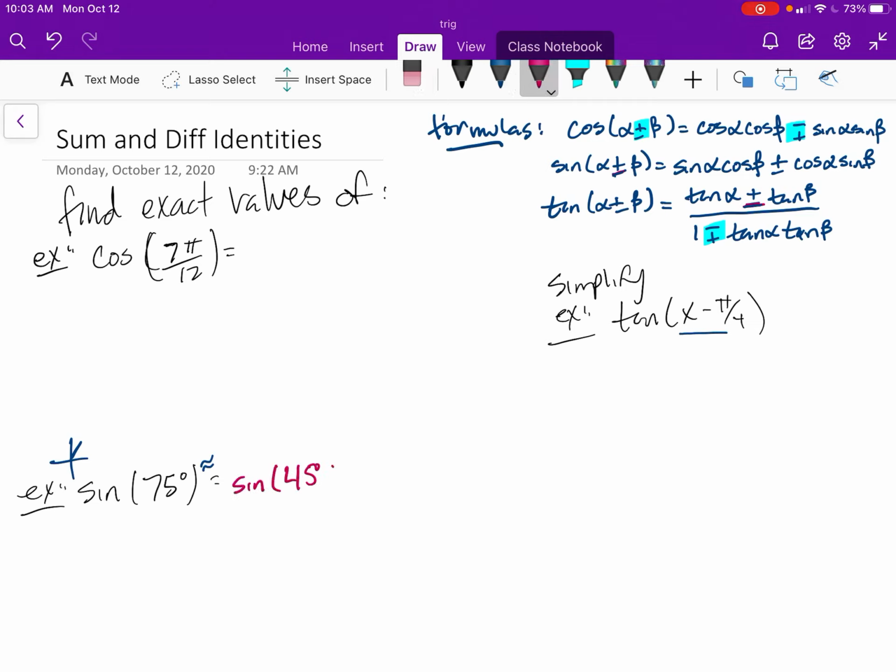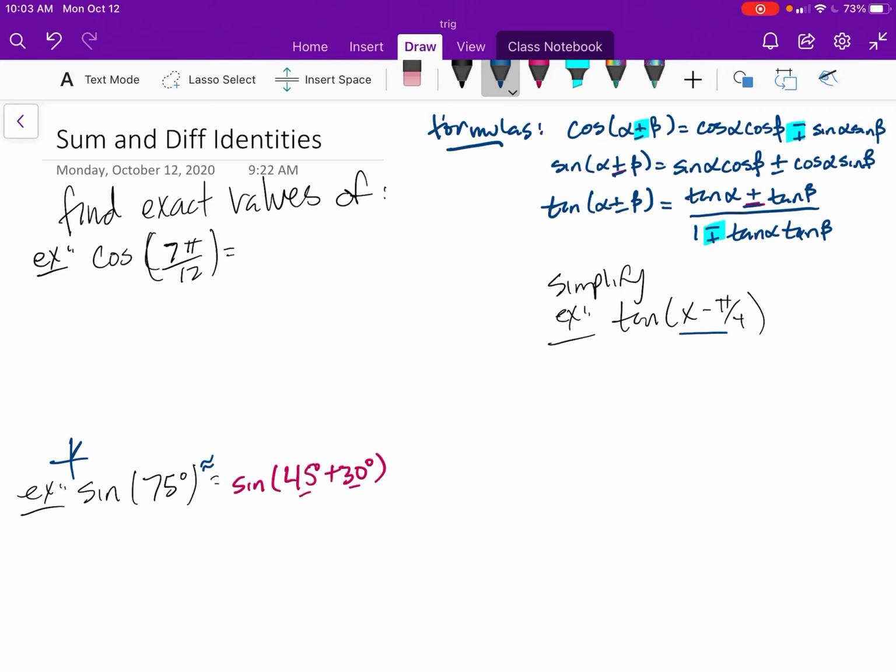So let's move forward. I can think of 75 as 45 degrees plus 30 degrees. Why did I choose those two? Because they're both special angles that are on the unit circle. I know the values for all the trig functions of 30 and 45 degrees. Okay, that's why I chose that.